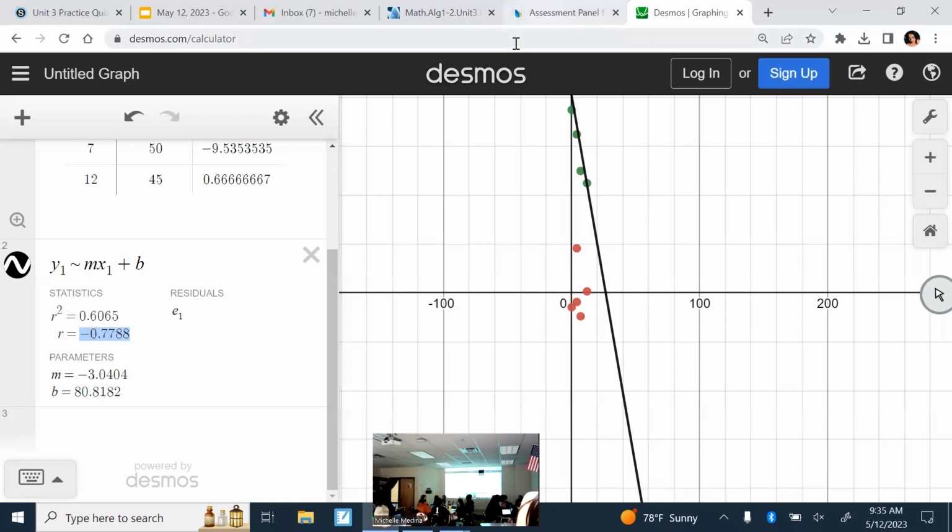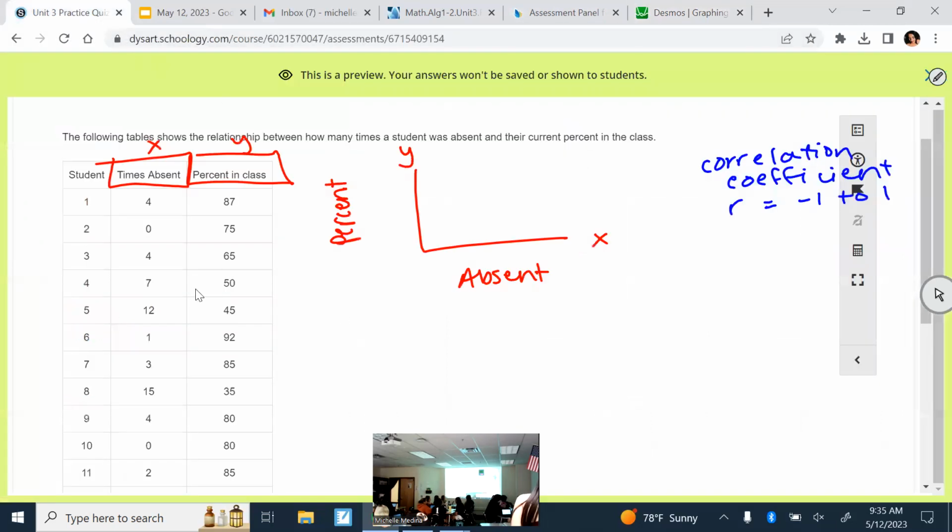So any questions on that one? So that's not the real R value. You'd have to put in all your other data for that. What else on this or a different one?